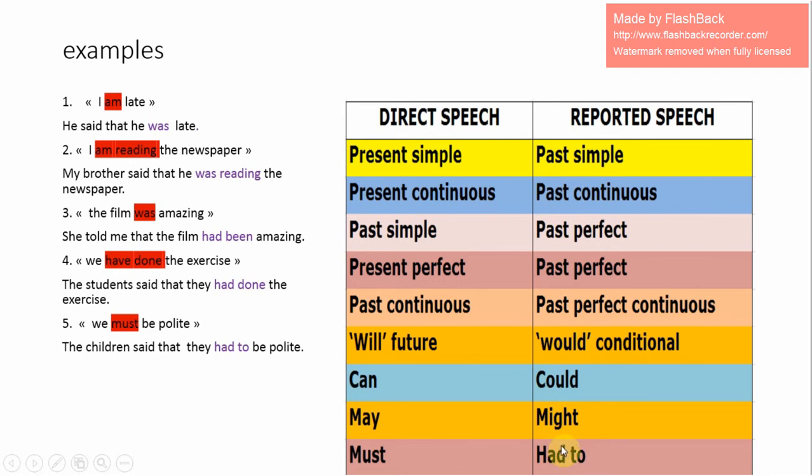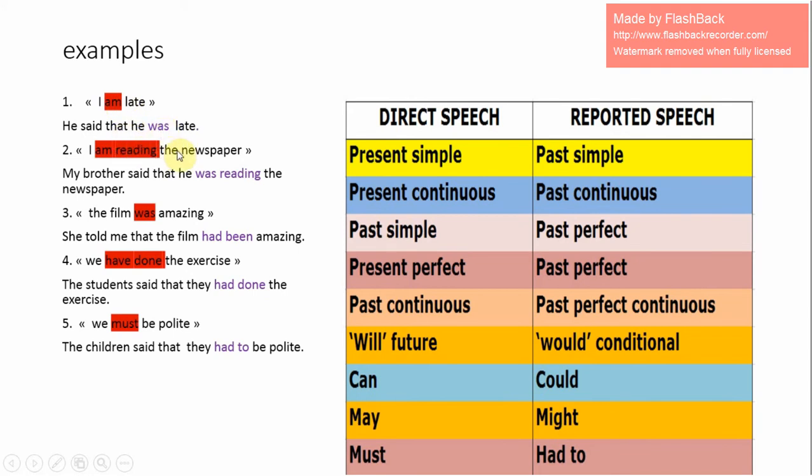Okay? Now let's look at the examples. I am late. Here we have the verb to be in simple present. So it should turn into simple past. So the sentence will be, he said that he was late. Am, was. Simple present, simple past.